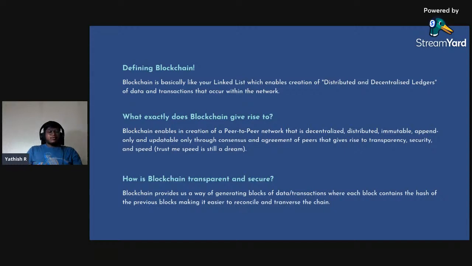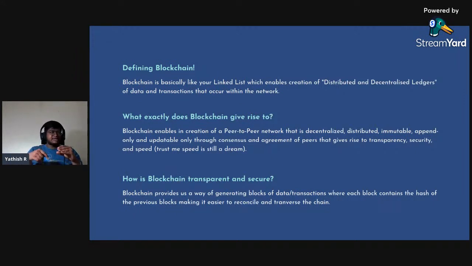Now, how is blockchain transparent and secure? Blockchain provides us a way of generating blocks of data transactions where each block contains the hash of the previous block, making it easier to reconcile and traverse. Like I said, how do we know that the data is actually available in the network? This is the question, right? And how do we go back?